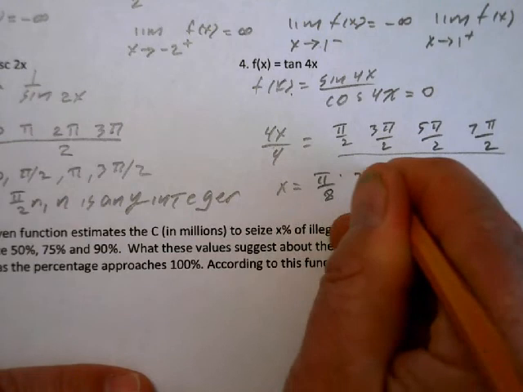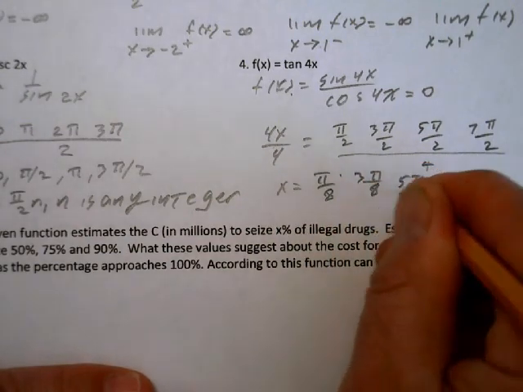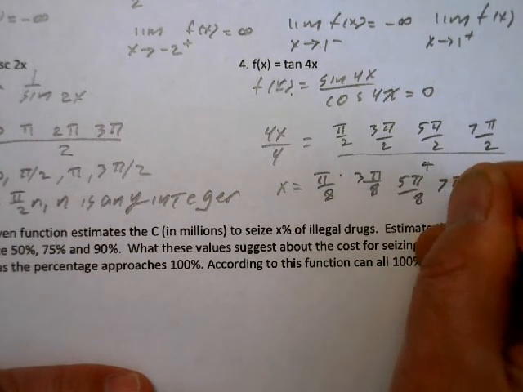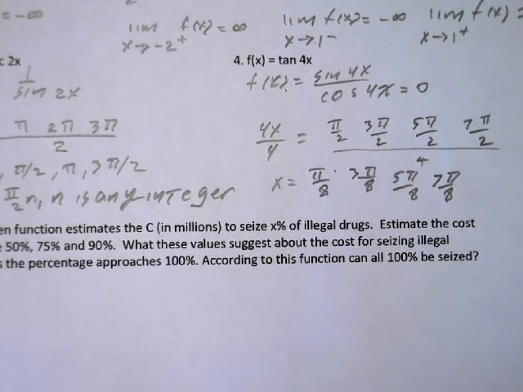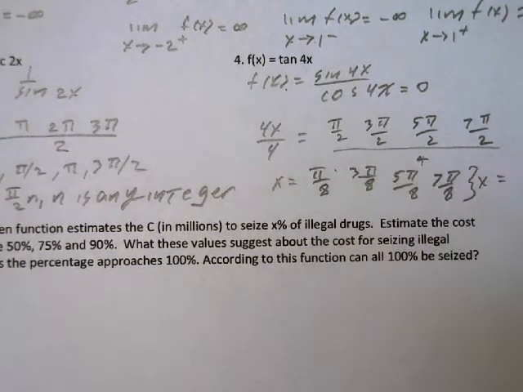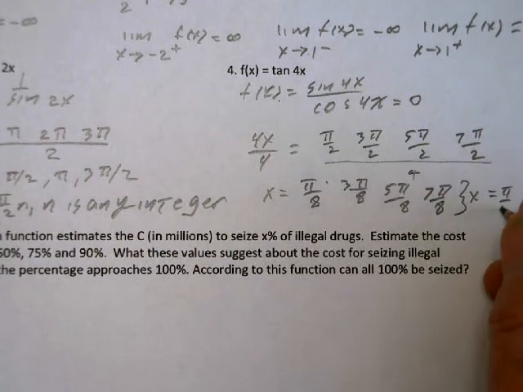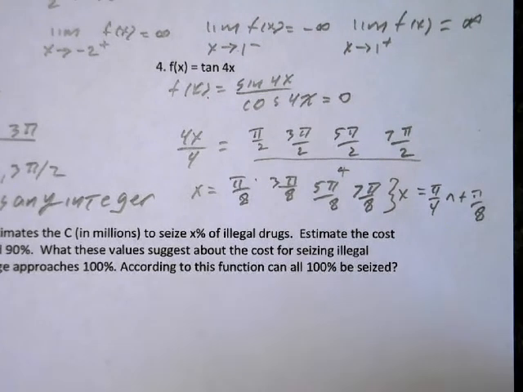Your asymptotes are going to occur at pi over 8, 3 pi over 8, 5 pi over 8, and 7 pi over 8. So what that means is x equals pi over 4 n plus pi over 8. That's where your asymptotes are going to occur.